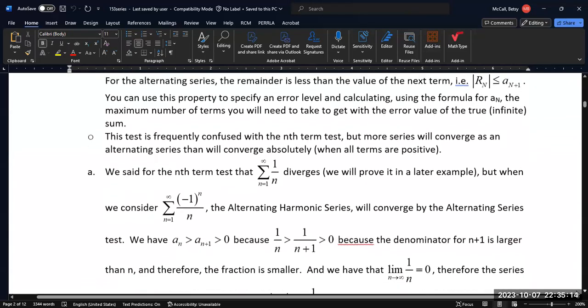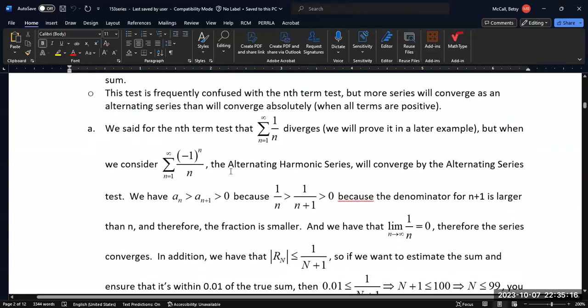If we look at the alternating harmonic series, which is just the harmonic series but with a sign change, then this is going to satisfy all of our conditions. The terms are going to get smaller as we go, so the absolute value of them, without the alternating component. And the limit is going to go to 0. And therefore, we can say that this alternating harmonic series is going to converge.